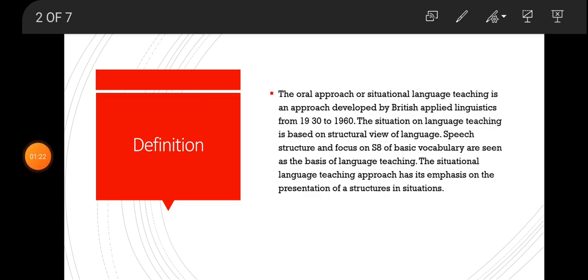So, what do you understand? It means that you have to create the situation first. You have to create the situation before your students so that the students will take part in the procedure of teaching and learning, and that is called situational language teaching.